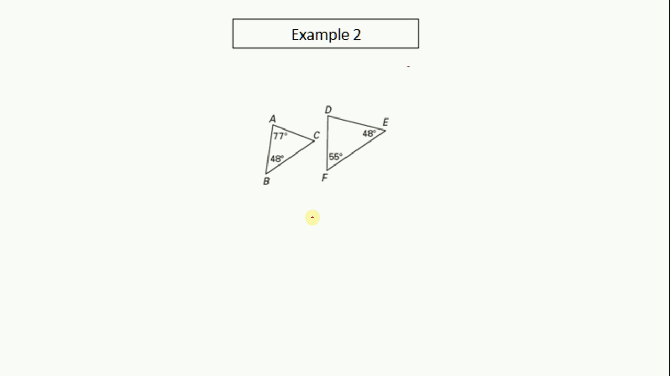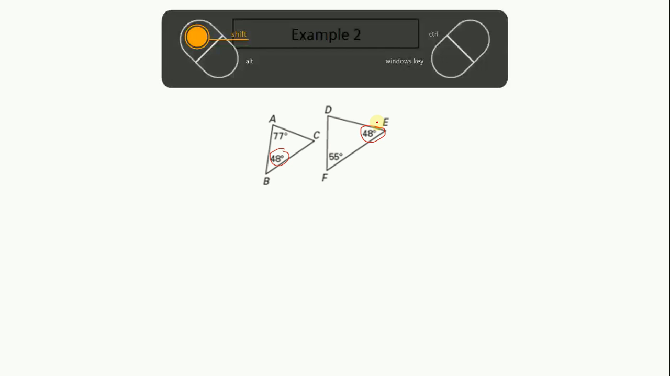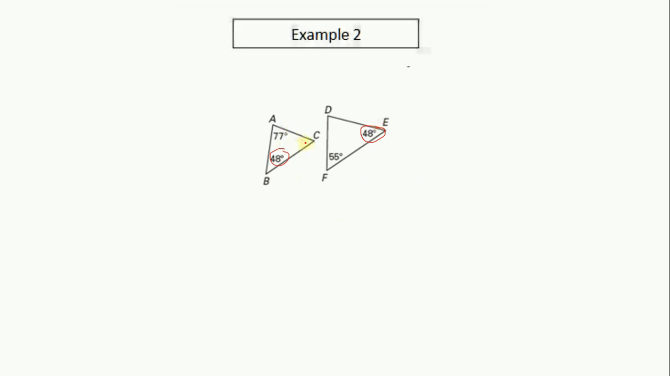All right, let's look at example 2. I have these two triangles here with some measurements inside of them. One thing I notice, guys, is that we're missing an angle. But notice, we already have two angles congruent to one another, but 77 and 55 are not congruent. Here's the thing: don't just jump on and say, nope, not a second pair of congruent angles, because we don't know about C and D yet. But I can figure out C and D.